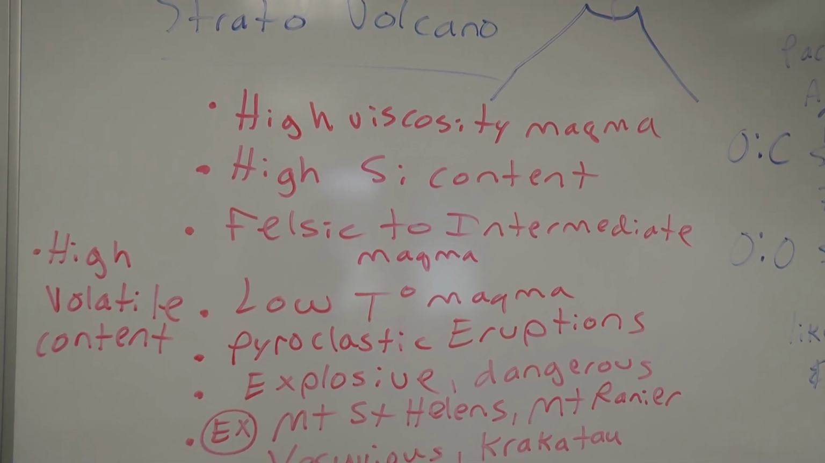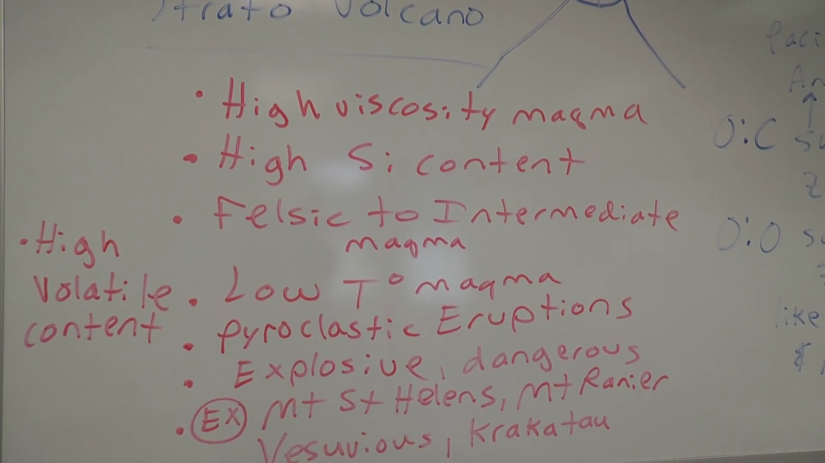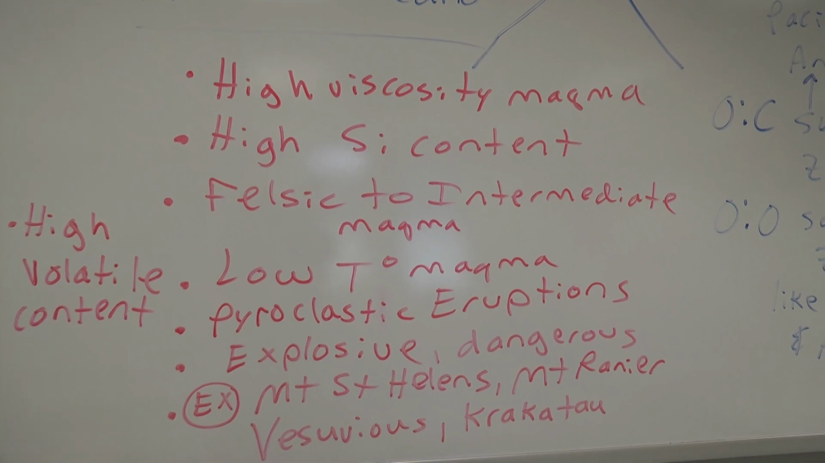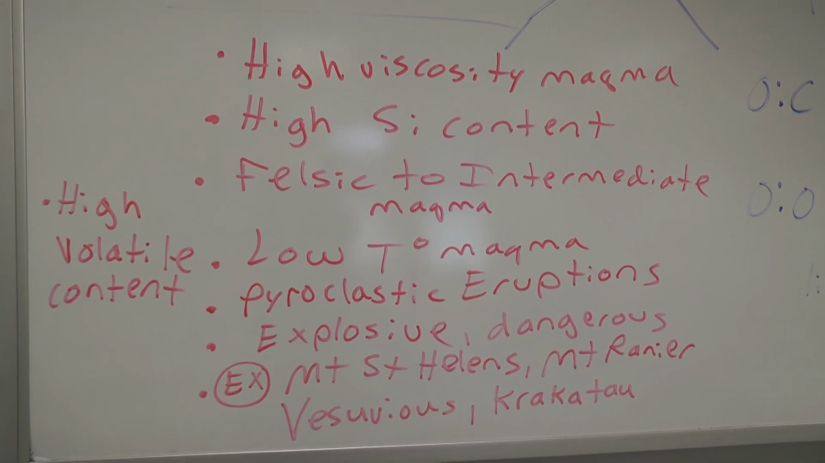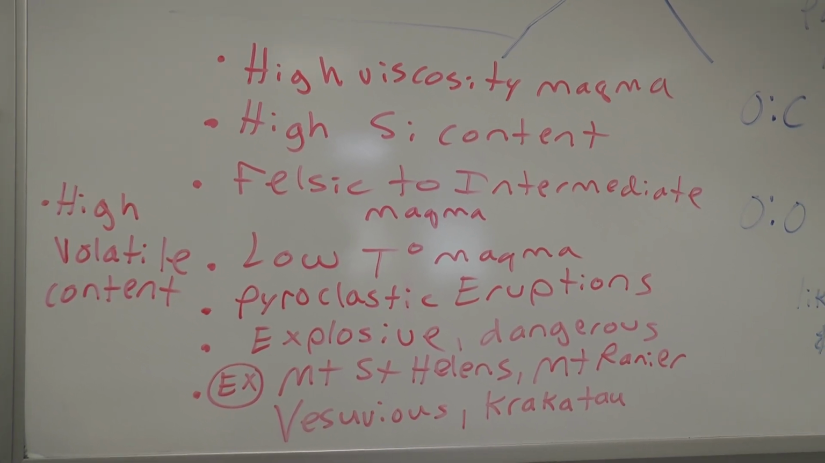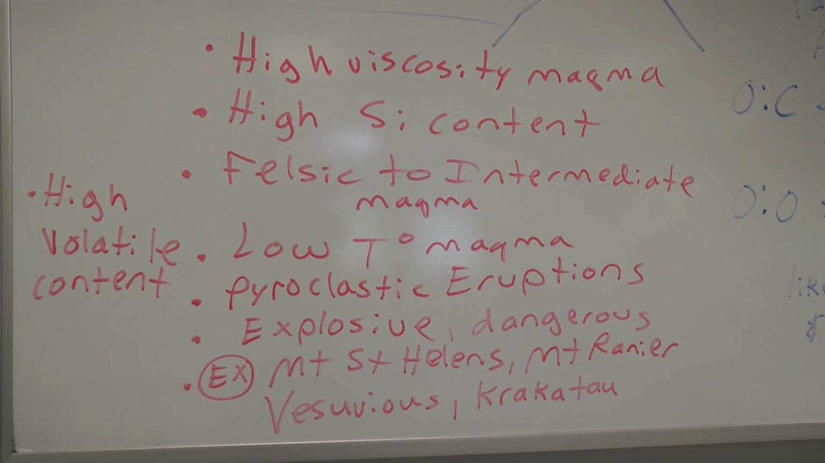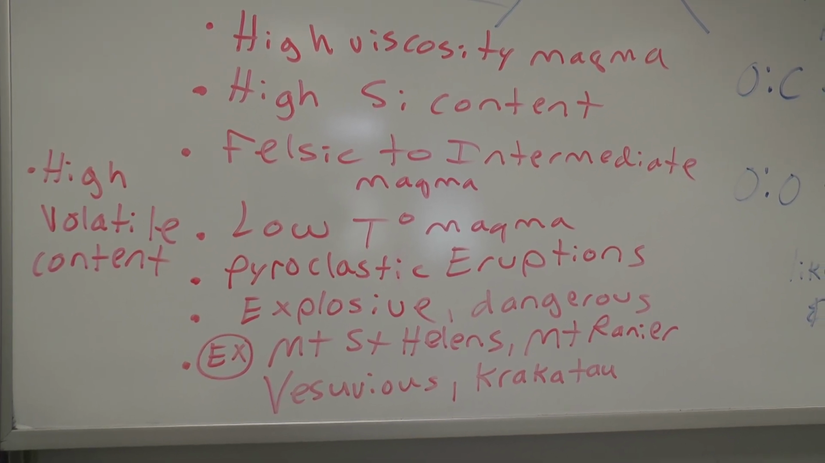What else is true? High silica content. Si is just short for silica. Remember those silicate minerals that like to link together and make single chains and double chains and sheets? A high silica content helps to add to that high viscosity. What else is true? Felsic to intermediate magma types. Also a low temperature magma.